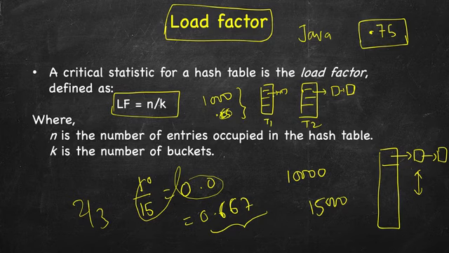So in the extreme case you can think that all the keys are mapped to the same location. In that case the time taken will be linear and not O of 1. So clearly T1 is not using a good hash function. That's why the variance is very high, even though the load factor is the same. So this is another parameter that is used to check whether we need to rehash or not.